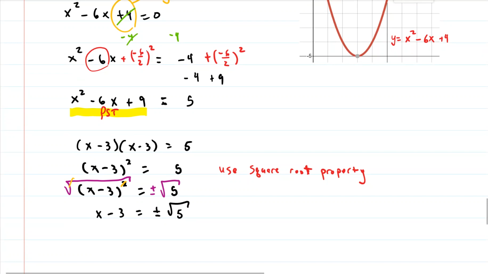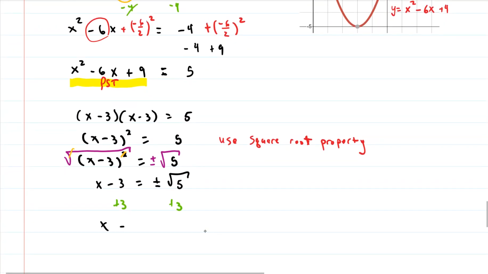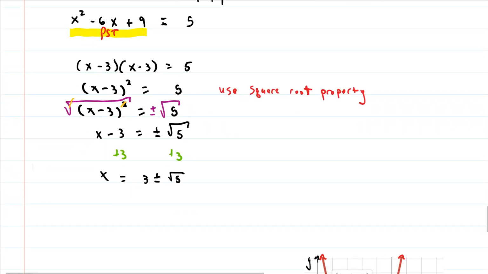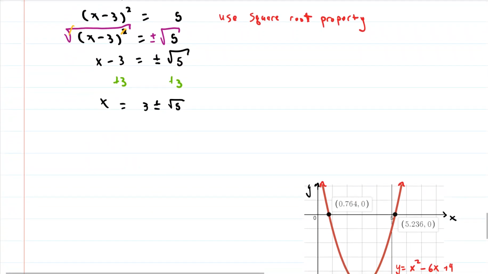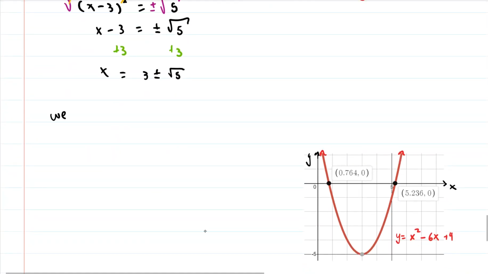Now we need to get the x by itself. So if we add 3 to both sides, we're getting really close here. x equals 3 plus or minus root 5. So this means we actually have two solutions. We have x equals 3 plus root 5, and we have x equals 3 minus root 5.